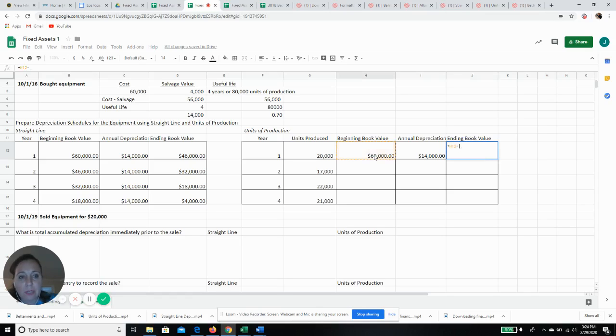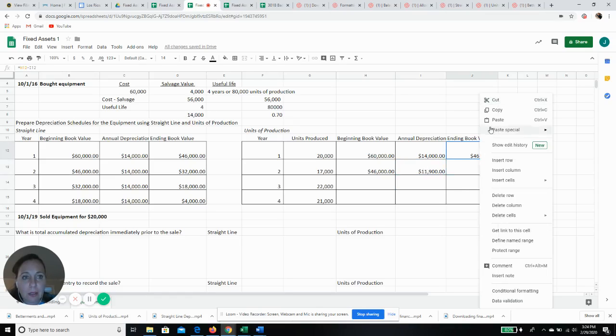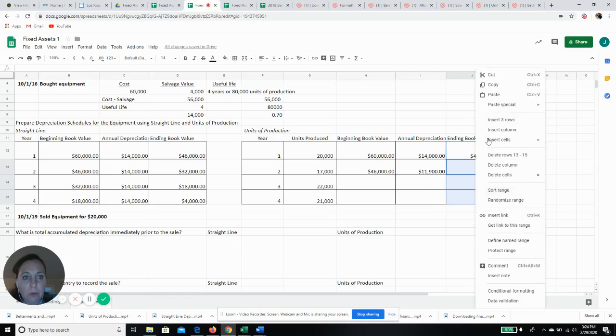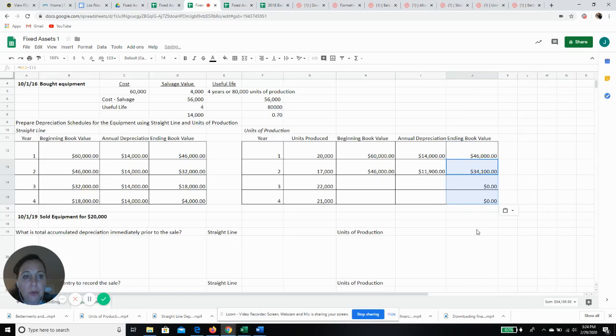My beginning book value of 60,000 minus my annual depreciation of 14,000 gives me an ending book value of year 1 of 46,000. Also my beginning book value of year 2. In year 2, I produced 17,000 units times my per unit depreciation rate of 70 cents. So my annual depreciation for year 2 is 11,900. And that gives me an ending book value of 34,100 at the end of year 2.